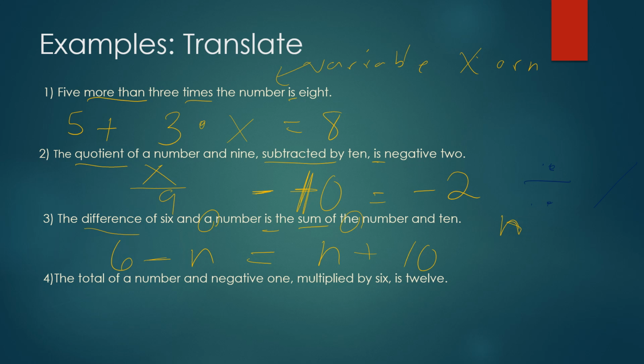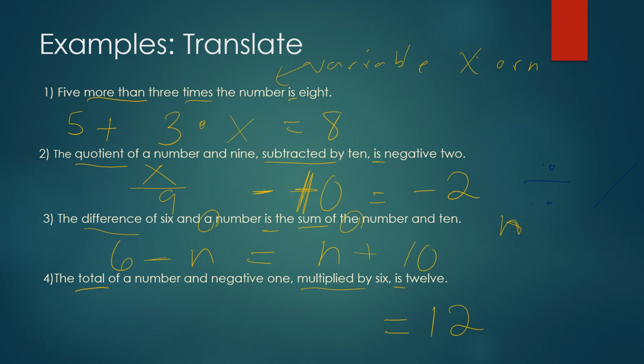Finally, for number 4, the total of a number and -1, multiplied by 6, is 12. Here we have total, multiplied by, and is. So we have equals. Now on the other side of equals is 12, so we'll go ahead and write 12. Now we have to find the total of a number and -1 multiplied by 6.